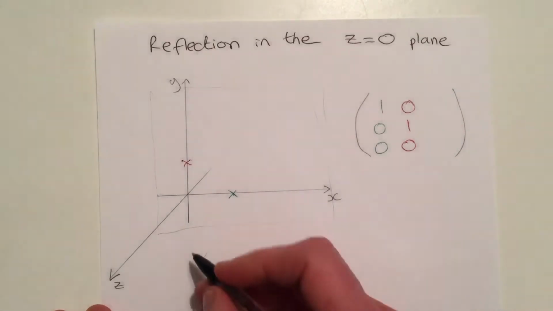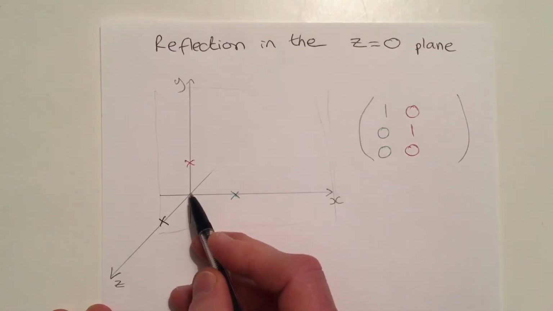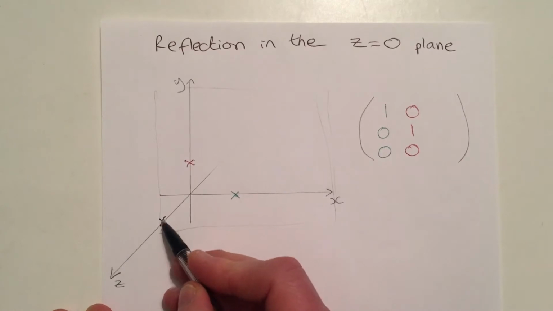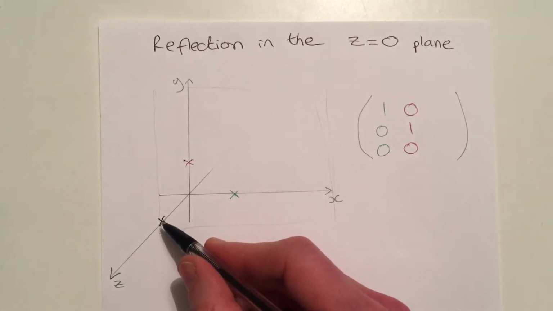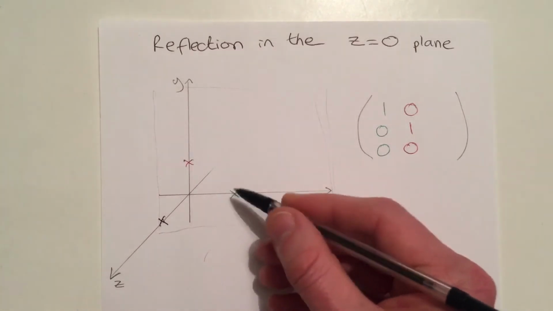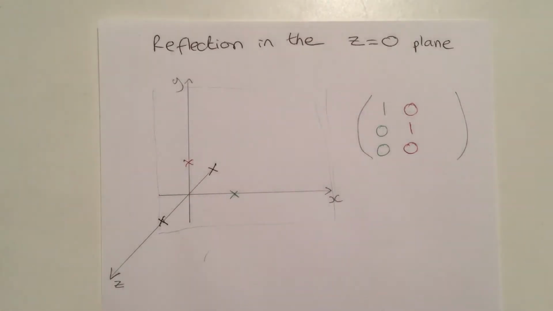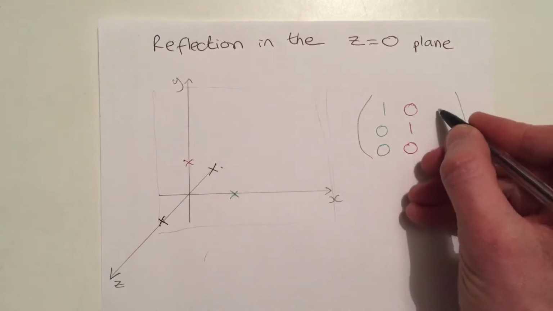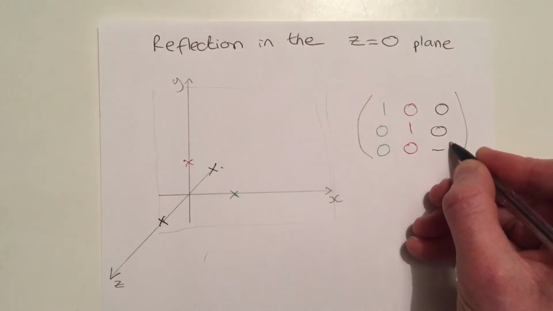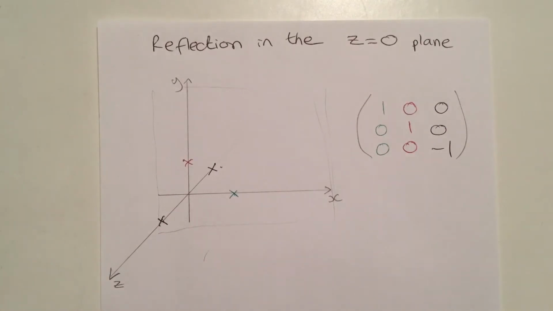And then finally the coordinate 0, 0, 1, so that's the x coordinate is 0, the y coordinate is 0, and the z coordinate is 1, so that's taking one step out of the page, and that will get reflected in the mirror plane, so to the other side of the mirror plane, going into the page, so this will be -1. And there we go. This is the matrix that represents a reflection in the z equals 0 plane.